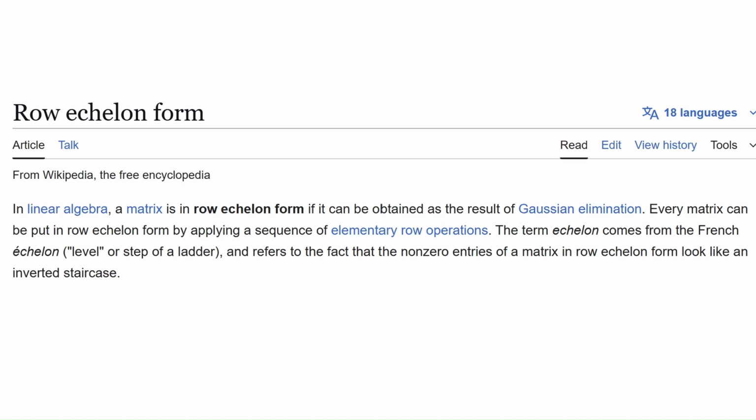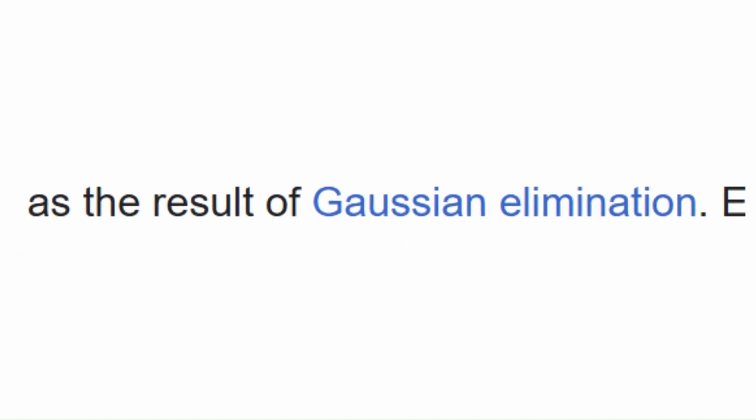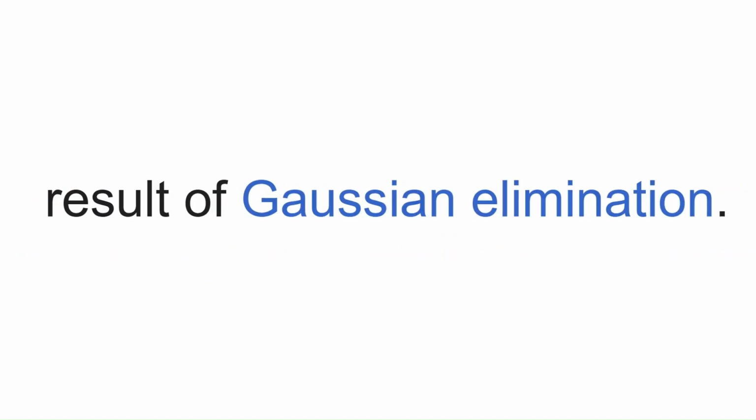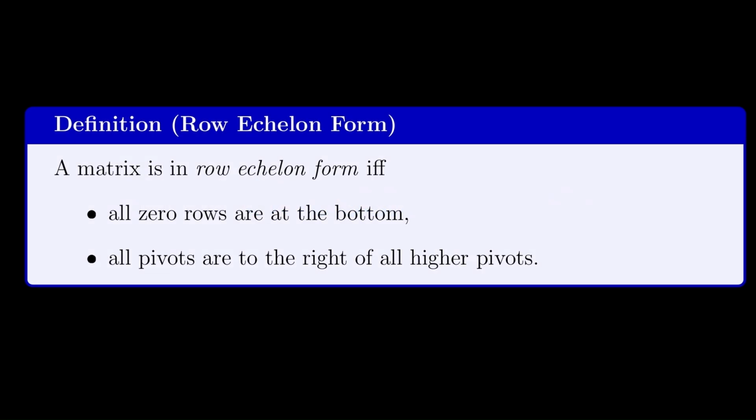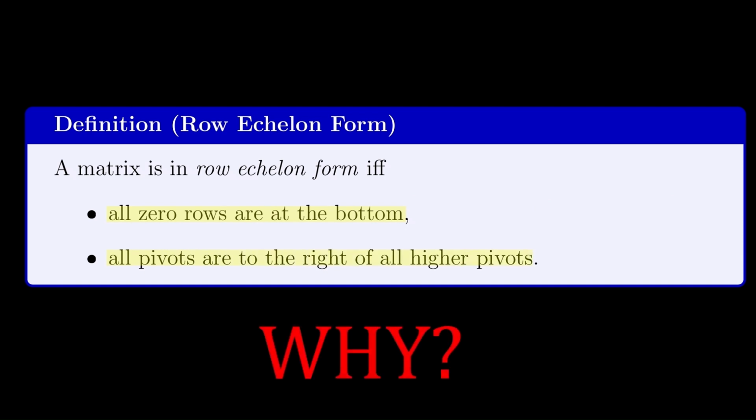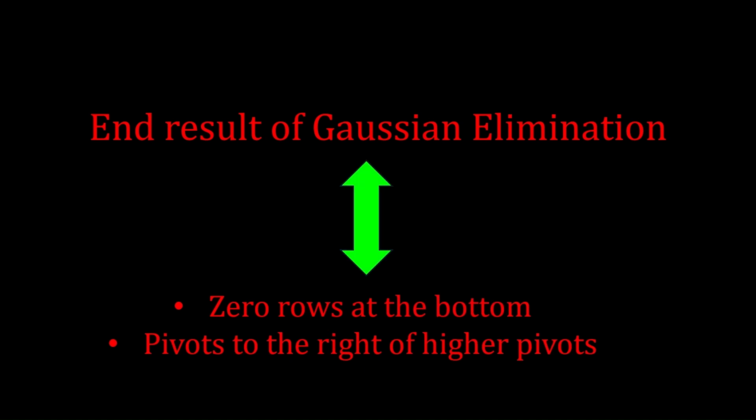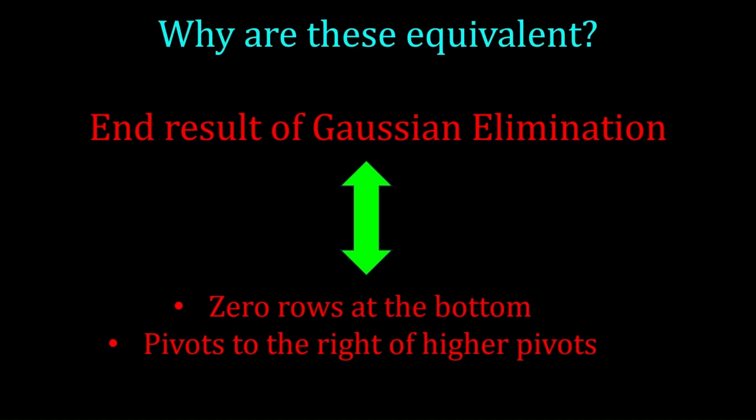When I first studied linear algebra, I always thought of the row echelon form as the end result of Gaussian elimination. But the thing is, textbooks say something different. A matrix is in row echelon form if all zero rows are at the bottom and all pivots are to the right of higher pivots. The thing is, why? How on earth is this equivalent to a matrix being an end result of Gaussian elimination? Are these really the same, and where does this definition actually come from?